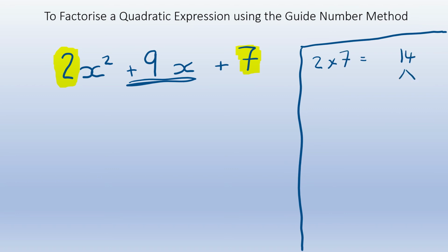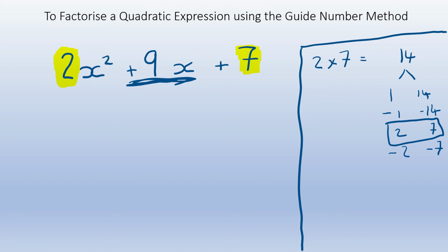Once I get 14, I'm going to get my factors of 14. That's 1 and 14, minus 1 and minus 14, 2 and 7, and minus 2 and minus 7. Now, what you've got to try and find out is which pair of those will add together to give me my plus 9x in the middle. As you can see, it's going to be 2 and 7.